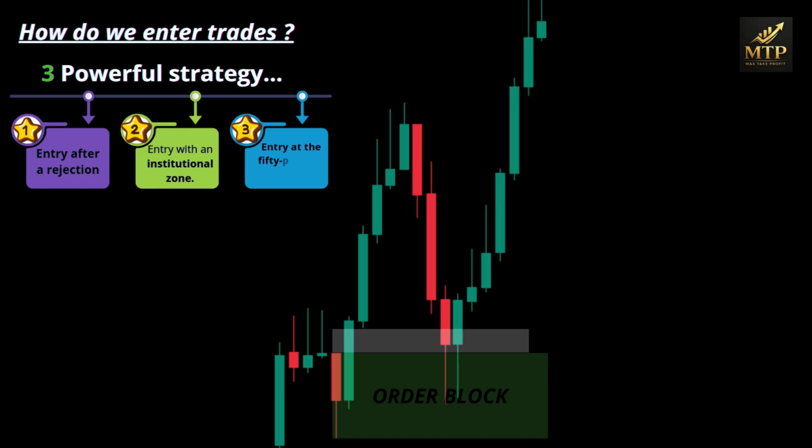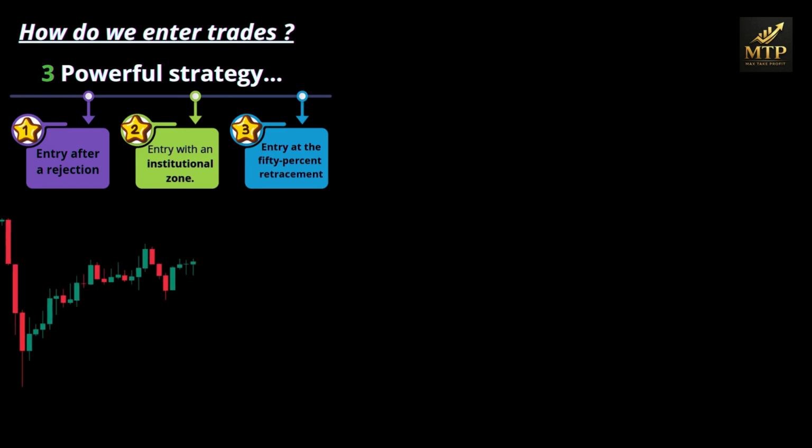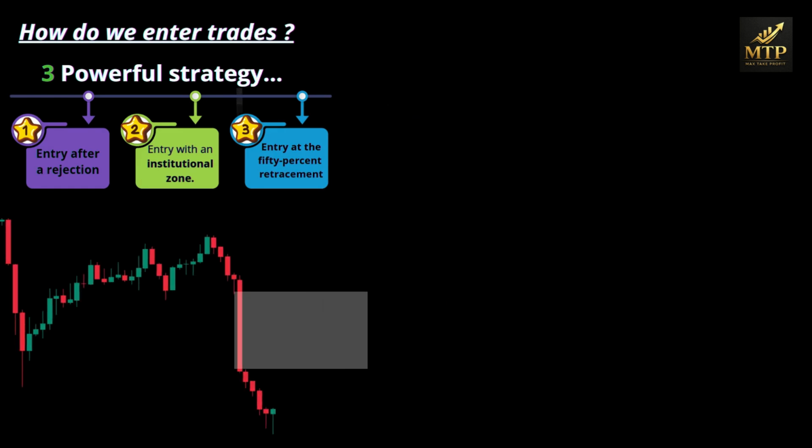Third, entry at the 50% retracement. If the fair value gap does not reject immediately and there is no institutional zone, wait for price to retrace about 50% of the fair value gap. This midpoint often acts like equilibrium. At that point, look for confirmation before entering. Watch candle reaction, microstructure breaks, or liquidity sweeps.